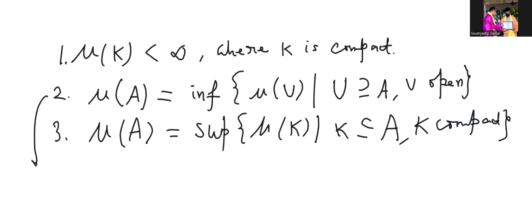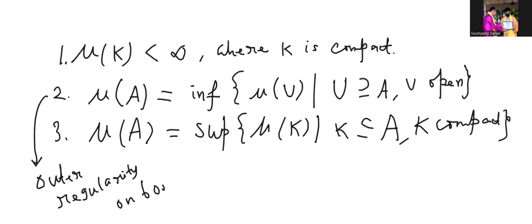So the second condition is known as the outer regularity on Borel sets. What is Borel set? I have said it earlier. Any element of the Borel sigma algebra. What is Borel sigma algebra? The sigma algebra generated by open subsets of X. And of course, we can talk about open subsets of X since already a topology on X is given.